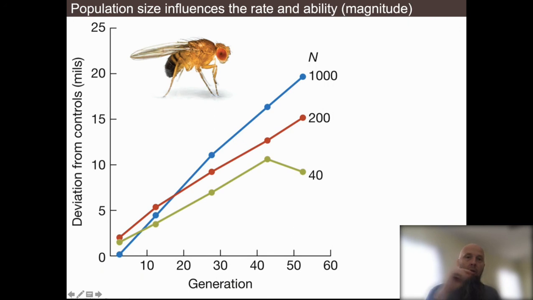Now, there are 3 different lines here for 3 different populations, one of 1,000 individuals, one of 200, and one of 40. You can see that the larger the population is, the more rapid the increase in wing length is. The population is responding faster to selection because it is larger, okay?